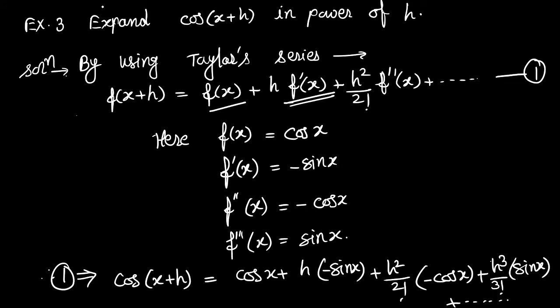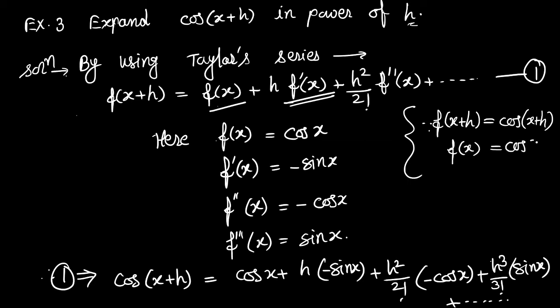Now expand cos of x plus h in power of h. Therefore we apply here Taylor series. F of x plus h equals f of x plus h f dash of x plus h square by 2 factorial f double dash of x and so on. For this we consider the f of x value. Now here f of x plus h, its value equals cos of x plus h. From this we easily write down the value of f of x: f of x equals cos x.